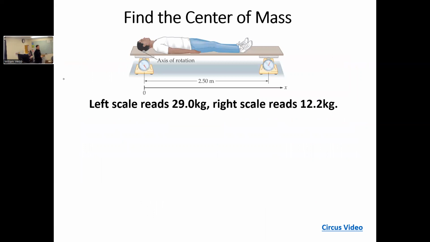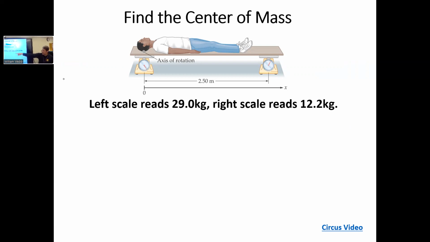Now, how could we find the center of mass? Well, probably laying around your house, you got a big board and a couple of scales. So, you would put the board across the scales and lay on the board, and then you could see, well, what does this scale read and what does this scale read? And it's obviously going to be more here because the person is slid more that way, and the heavier parts of their body are up here. The head is the heaviest part of the body.